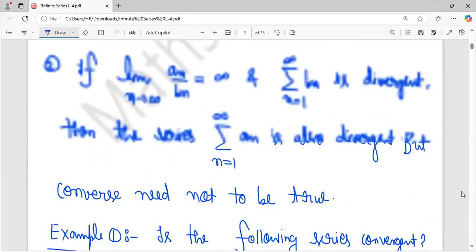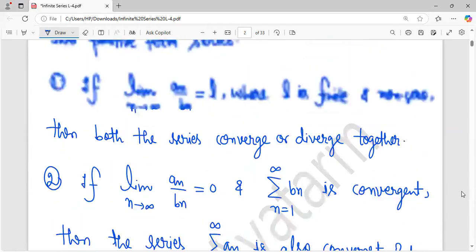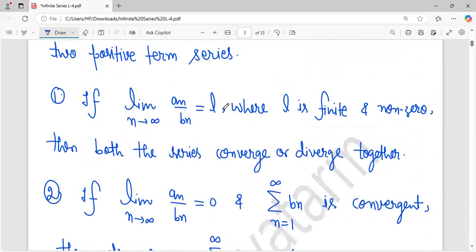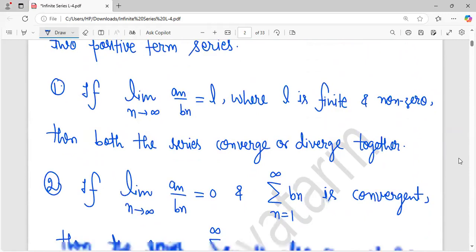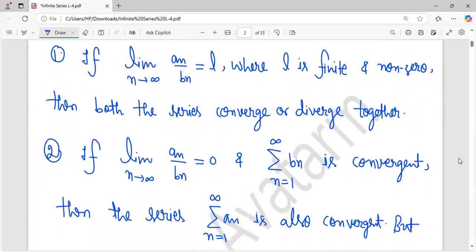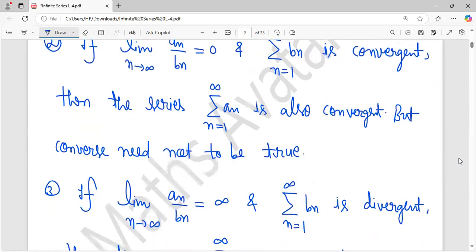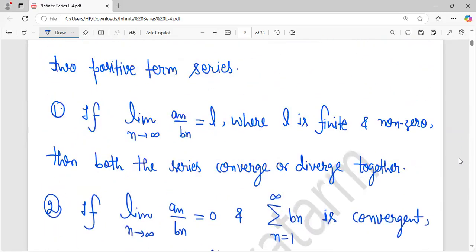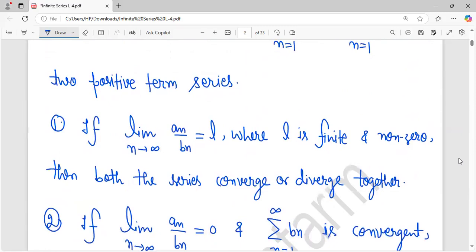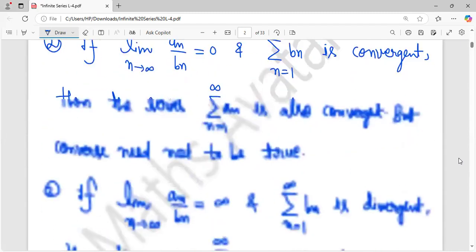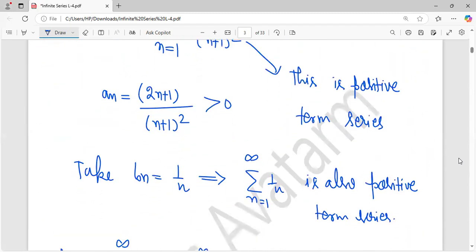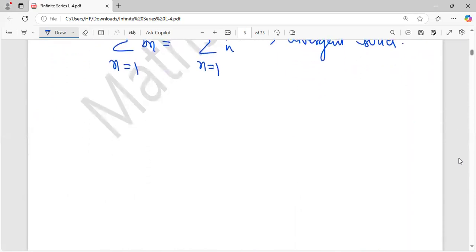Now, if we can show that the limit of a_n upon b_n is finite and non-zero, then by the limit comparison test first part we can say that the series is divergent, because both the series converge or diverge together. If one series converges, the other will converge. If one series diverges, the other series will diverge. So let's check the limit. What is the limit?